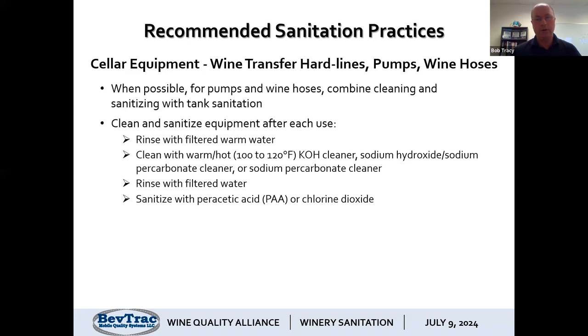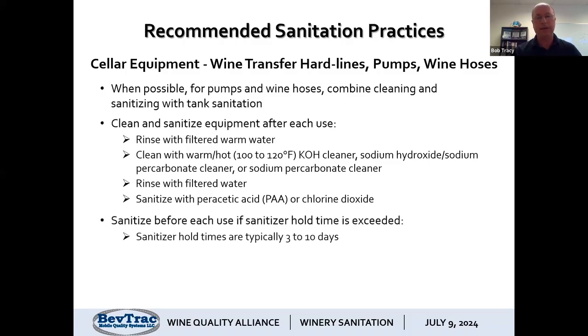The pumps, all the hard lines, the pumps and the hoses, again, should be cleaned and sanitized after each use. Rinse with warm water, clean with one of these cleaners, rinse with filtered water, and then sanitize with a sanitizer like peracetic acid or chlorine dioxide. So again, that's a similar process. You're rinsing, you're cleaning, you're rinsing, and you're sanitizing. Again, sanitize before use if sanitizer hold time is exceeded.